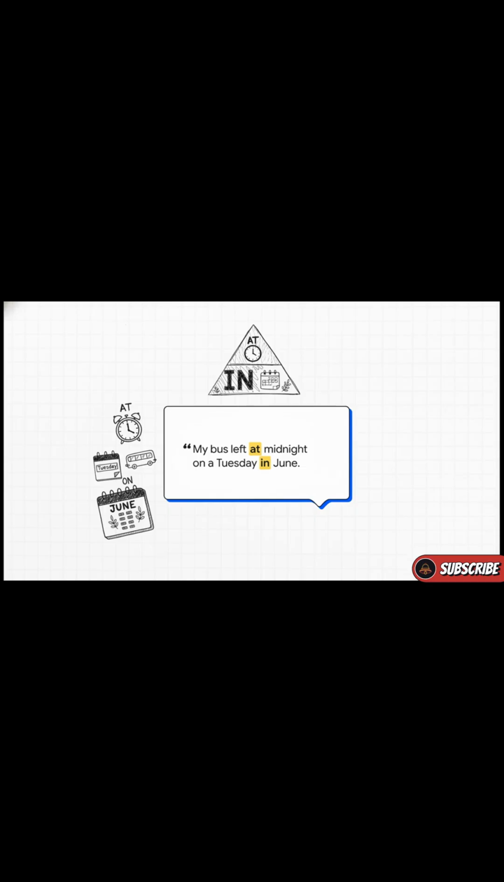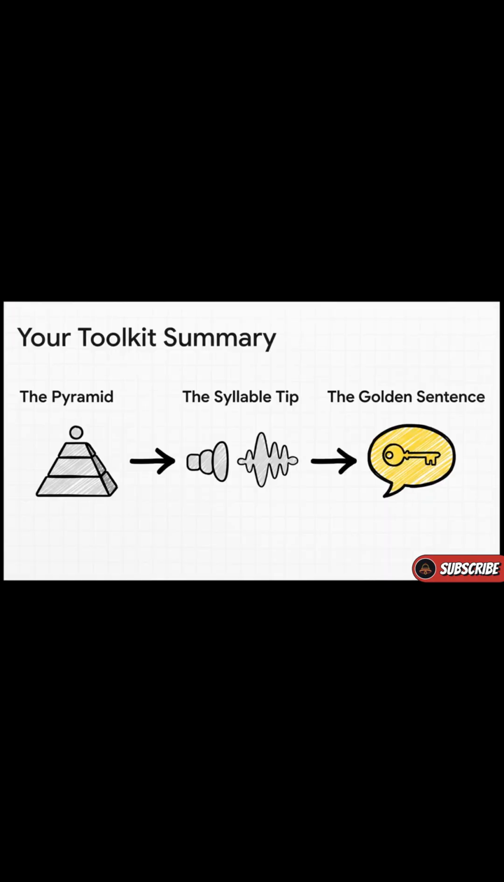And for my last trick, I've got a golden sentence for you. Seriously, if you just memorize this one sentence, you've basically got the entire pyramid down. Here it is. My bus left at midnight on a Tuesday in June. Did you catch that? Look at the order. At for the exact time, on for the specific day, and in for the month. It's our pyramid, just working backwards from specific to general. At, on, in.